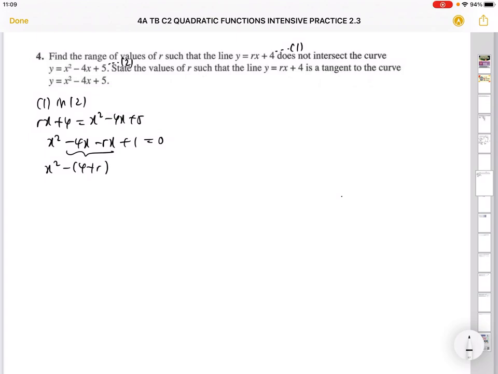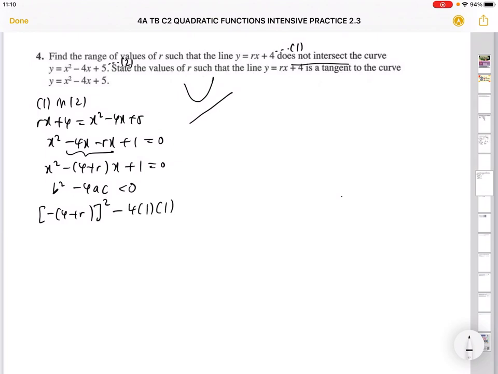We want to factorize this, and we can do b squared minus 4ac less than 0. Why less than 0? Does not intersect. If you try to solve them, you shouldn't have any solution. Should not have any real root. So my a, I hope you know your a, b, c, my b is -(4 plus r), I square it. My a is 1 and my c is also 1. This is less than 0. Now here I have two ways of solving. One is by sketching the graph. One is by using the shortcut.